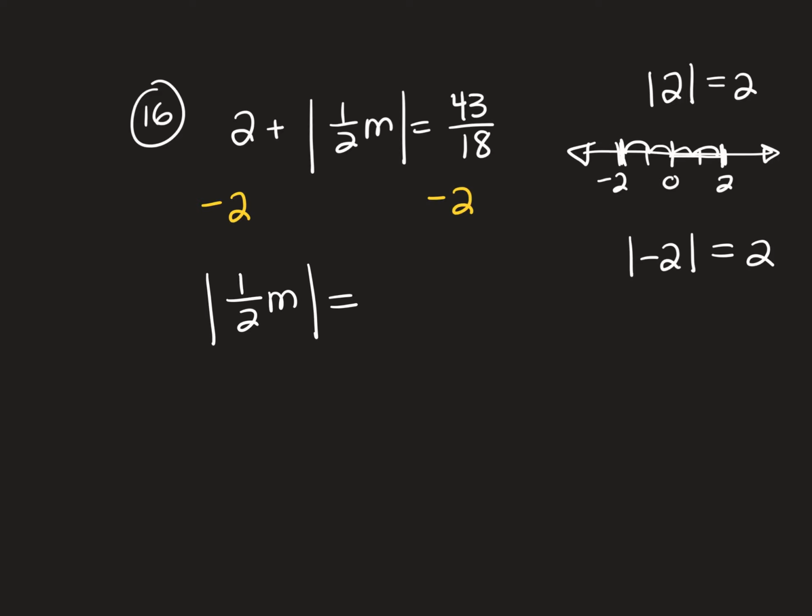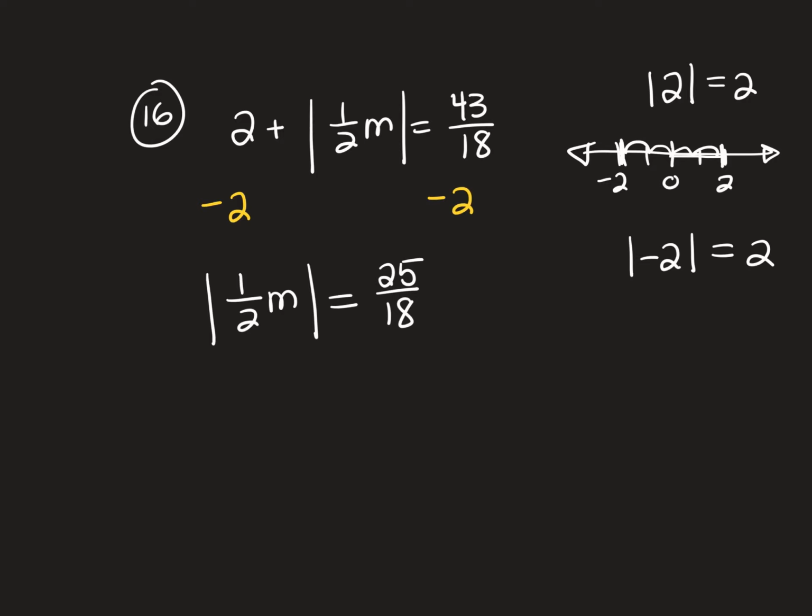That's like saying 43 over 18 minus 18 over 18. So that's going to be 25 over 18. I'm just not spending a lot of time on talking about how to add and subtract fractions. I assume that you can do that.